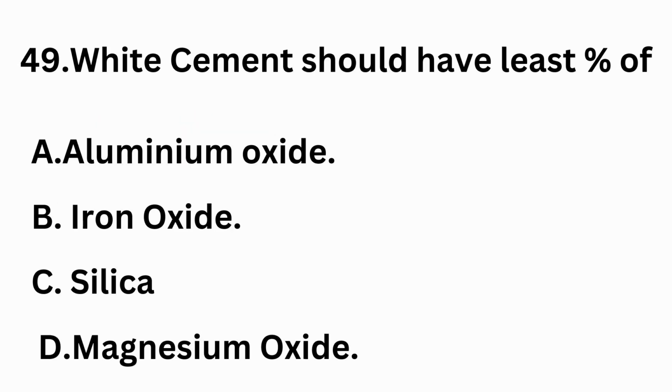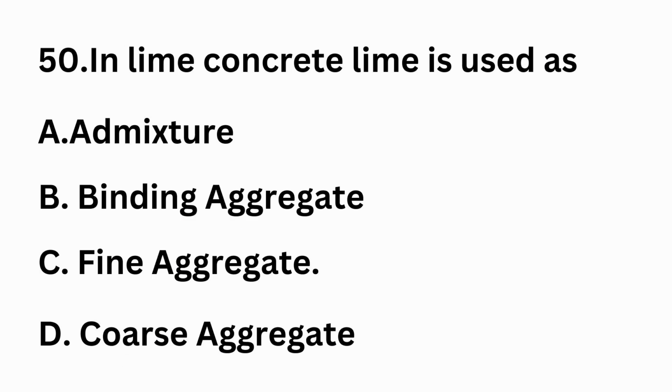Question number 49. White cement should have least percentage of A. Aluminum oxide, B. Iron oxide, C. Silica and D. Magnesium oxide. White cement should have least percentage of iron oxide because iron oxide imparts color to the cement. 50. In lime concrete, lime is used as admixture, binding aggregate, fine aggregate, coarse aggregate. Lime is used as a binding aggregate.